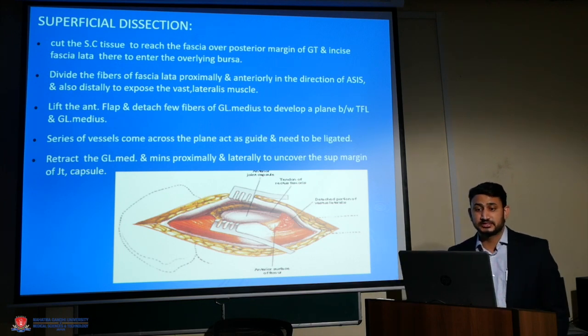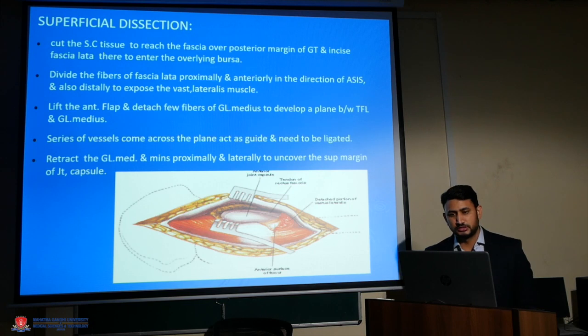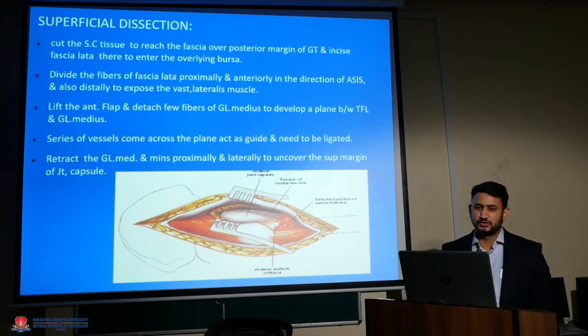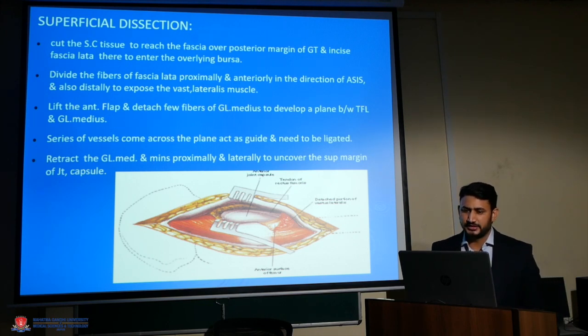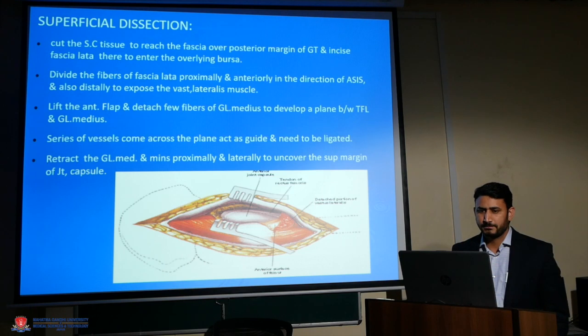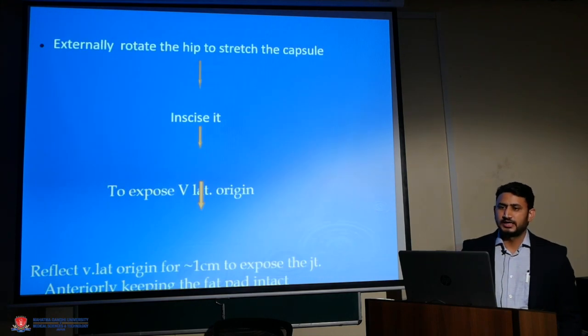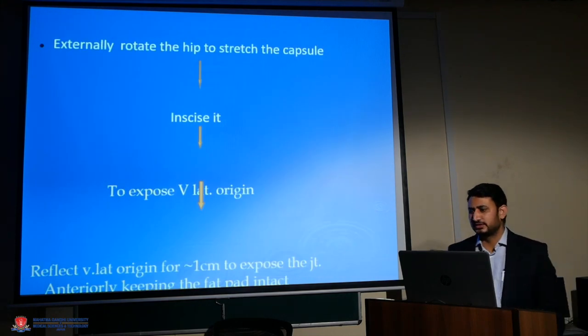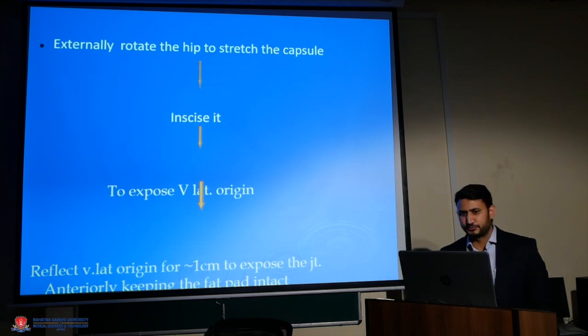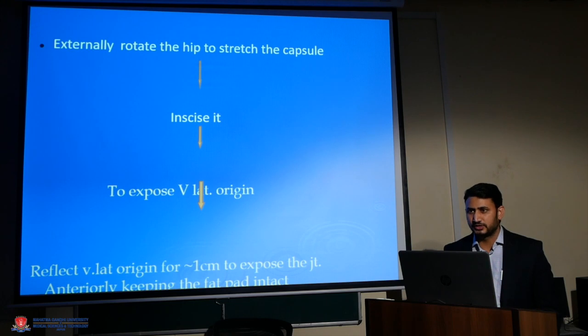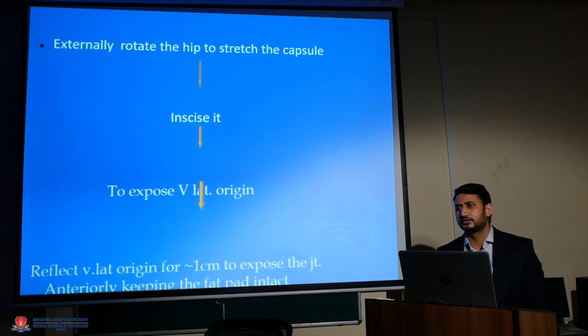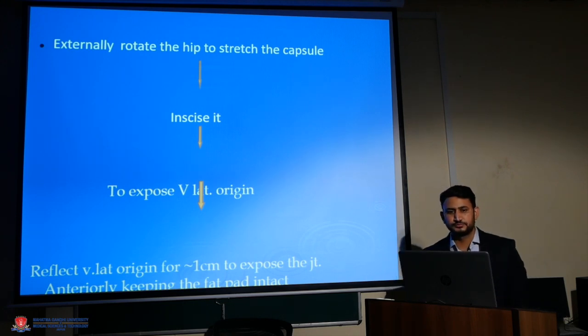A series of vessels come across the plane, so they need to be ligated. The gluteus medius is retracted posteriorly, and the tensor fascia lata is retracted anteriorly. Now externally rotate the limb to stretch the capsule. You can incise the capsule in whatever manner you want. It can be either a T-type or a vertical incision.